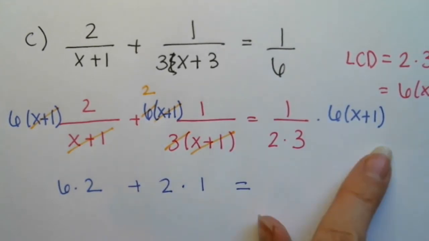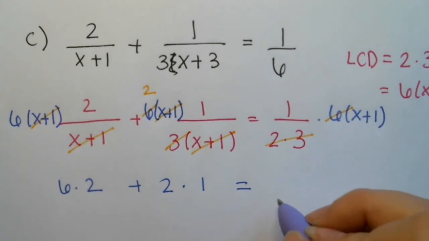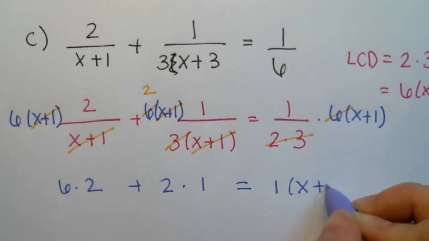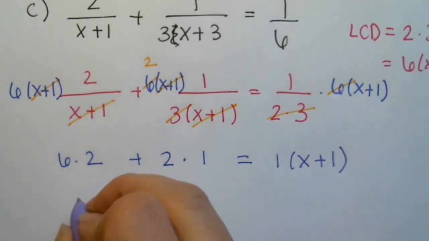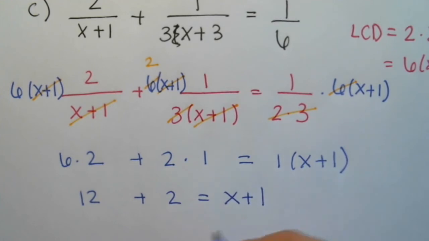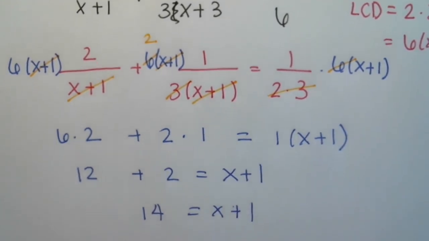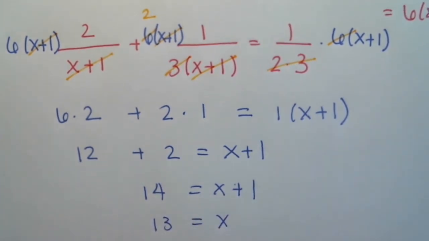Okay. And on the right side, I have this 6 canceling with this 6. So I'm left with 1 times x plus 1. Okay. So this gives me 12 plus 2 equals x plus 1, or 14 equals x plus 1. So x equals 13. Okay.